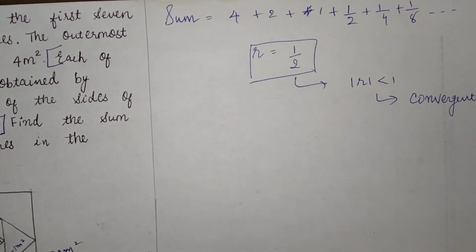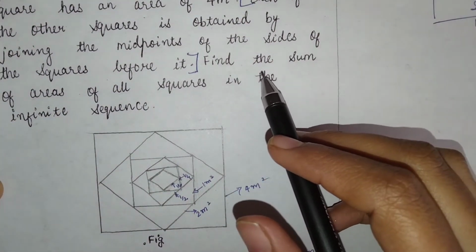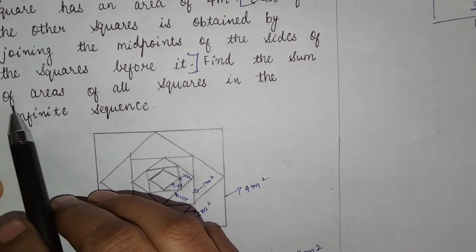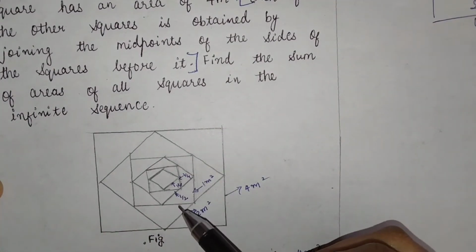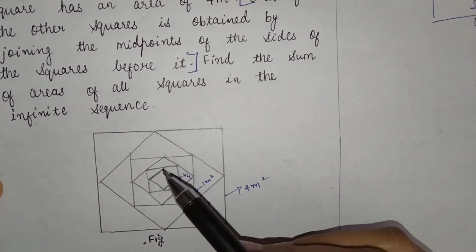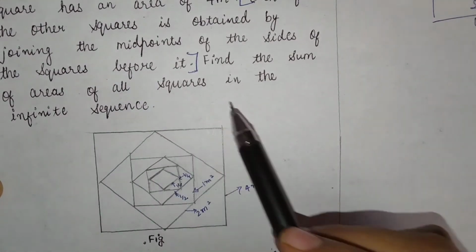And now we have to find the sum of areas of all squares. In the question it is asked that we have to find the sum of areas of all squares in the infinite sequence. We have to find the sum of the infinitely many squares that keep forming.